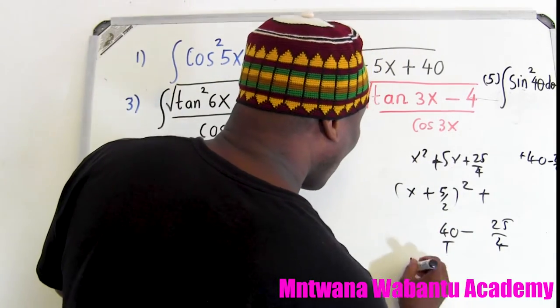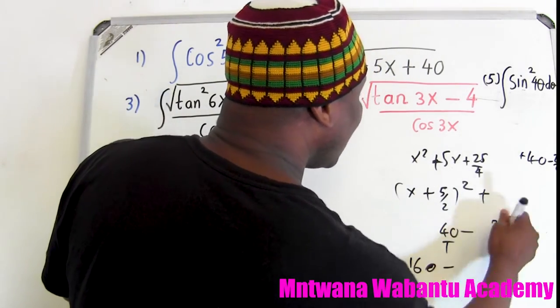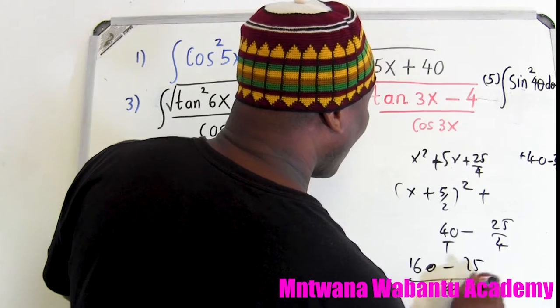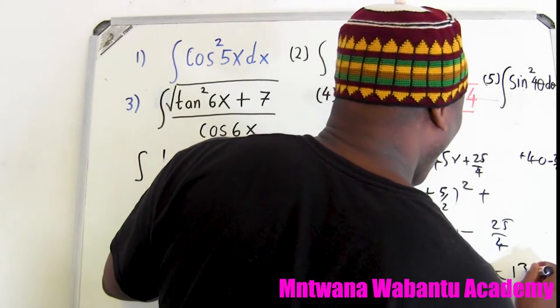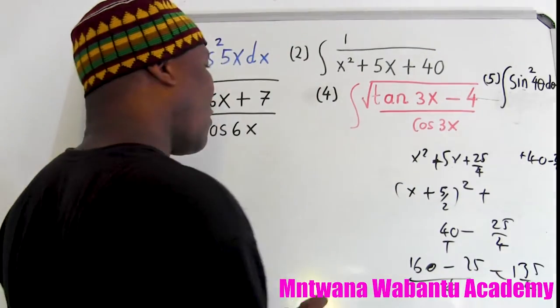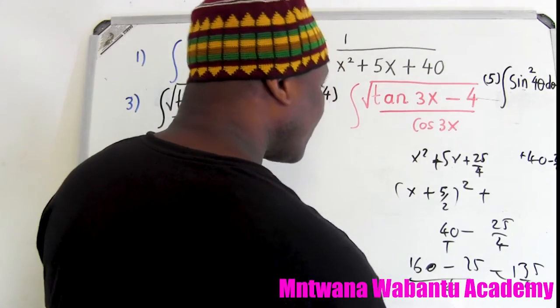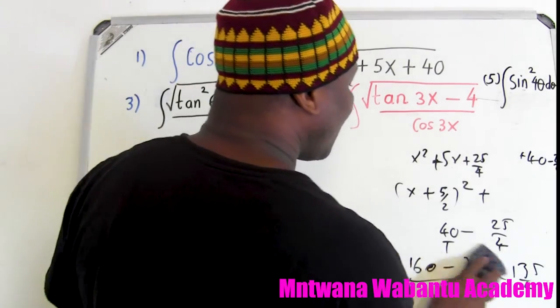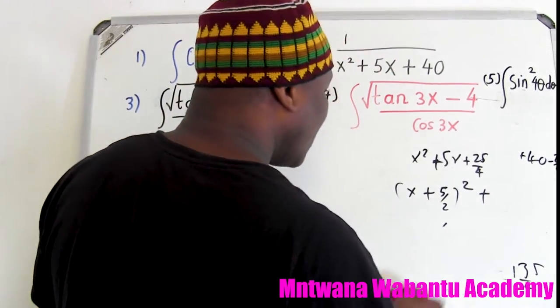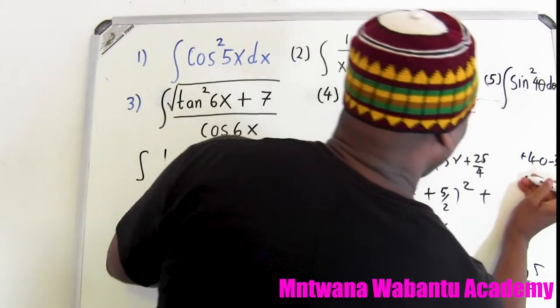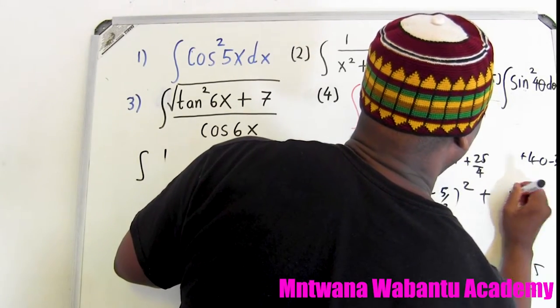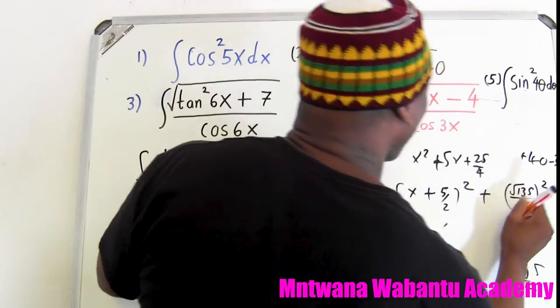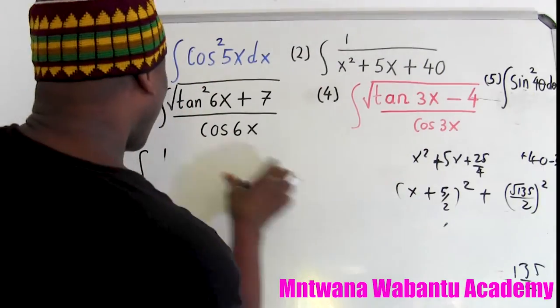This is over 1, then this is going to be 160 minus 25 over 4, which is minus 135 over 4. For that case, if you have to put 135 over 4 in a square root, it is the same as the square root of 135 over 2, bracket squared, which is 135 over 4. So I'm going to take that one and plug it in here.